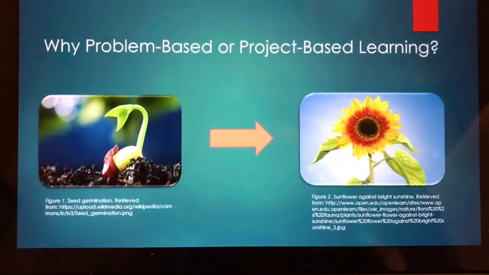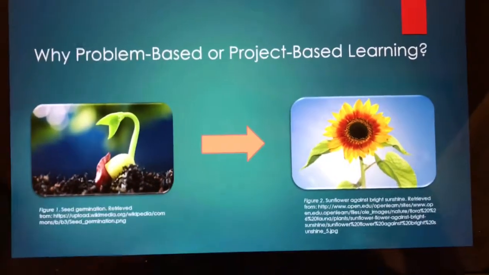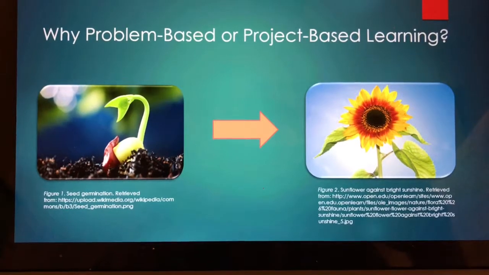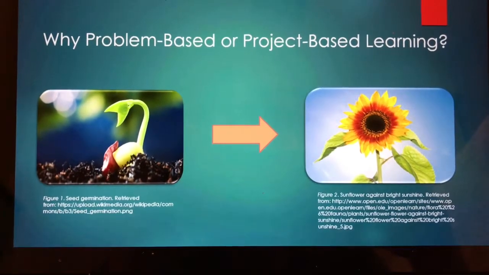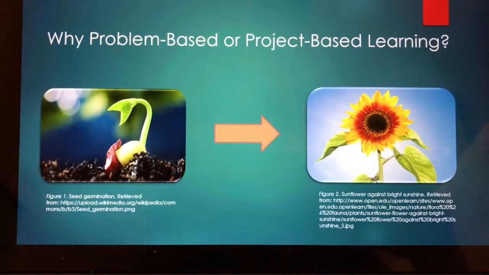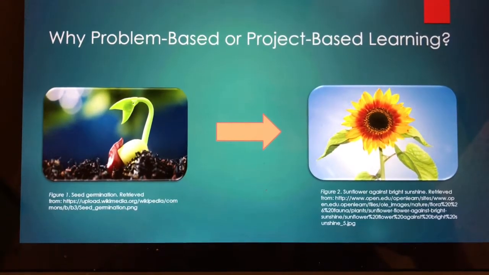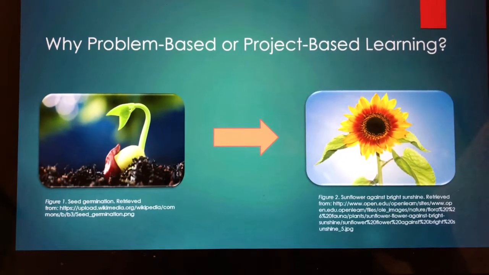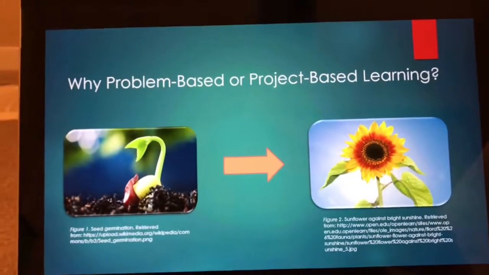So why problem-based or project-based learning? As you can see, there's a picture here of a small seedling and also a full-grown sunflower. And basically what problem-based and project-based learning can do is increase the motivation and enhance the learning of all of your students in an interesting, collaborative, and exciting way.